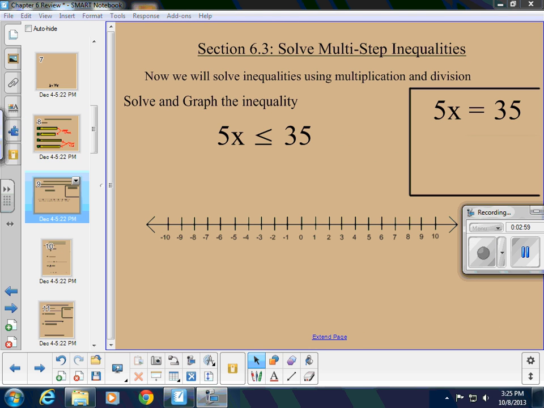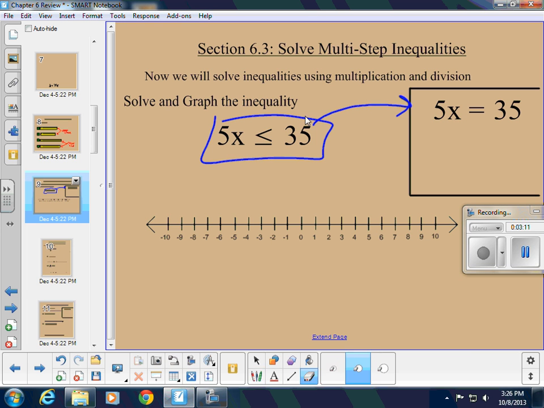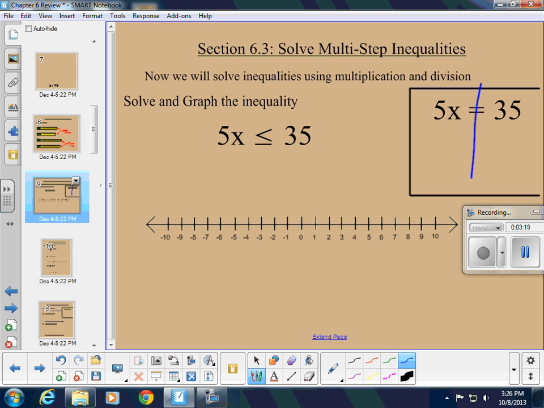Again, the section title says solve multi-step inequalities, so we're going to solve them, and as I'll keep mentioning to the class, it's just like solving equations. So here's an inequality problem. 5x is less than or equal to 35. It's just like solving the problem 5x is equal to 35. That's the nice thing about inequalities. We don't have to learn any type of new steps. We can use the steps we learned over here and apply them to inequalities.